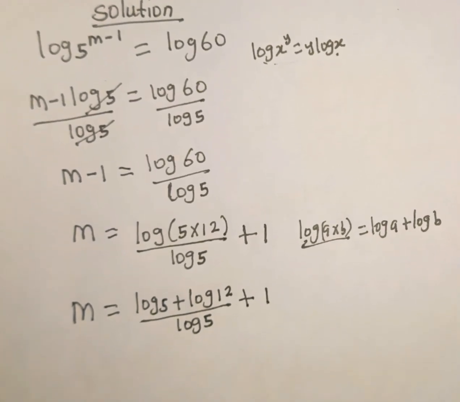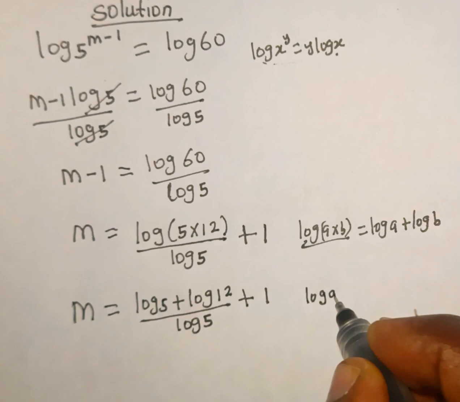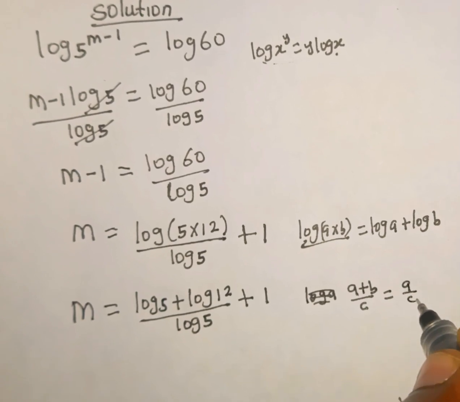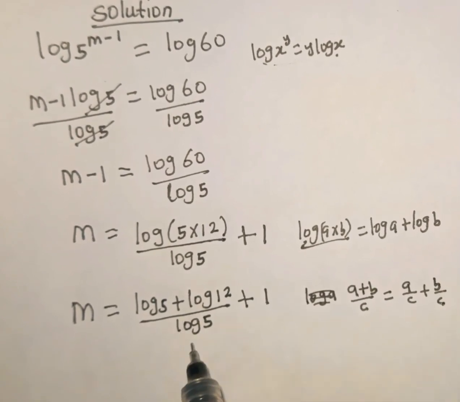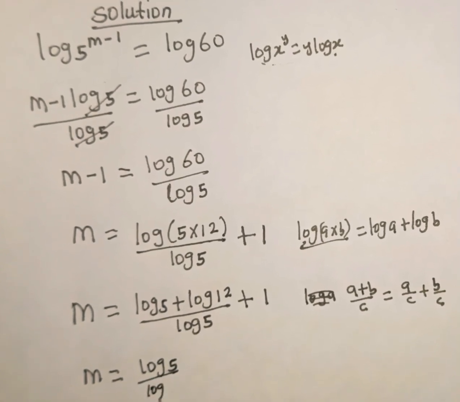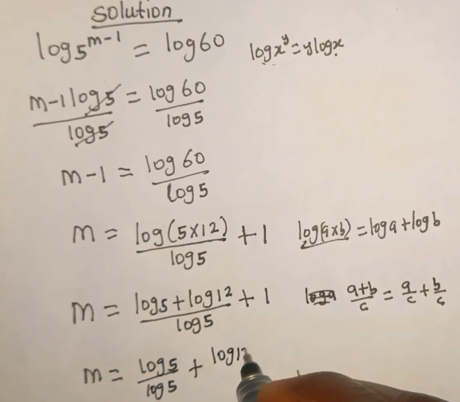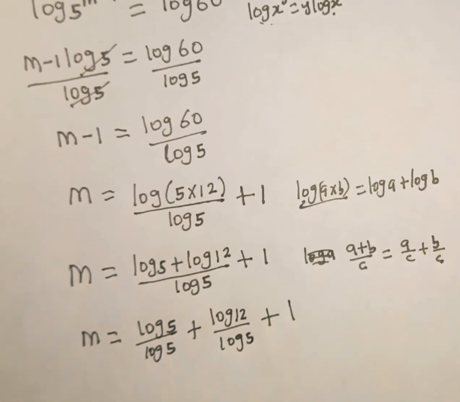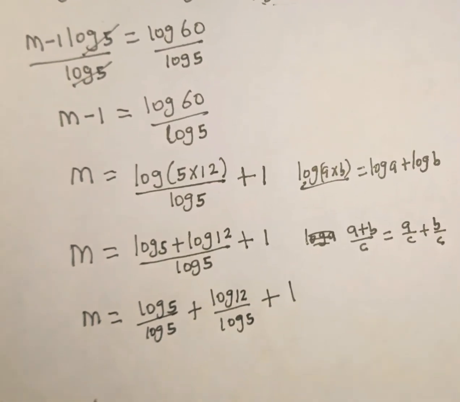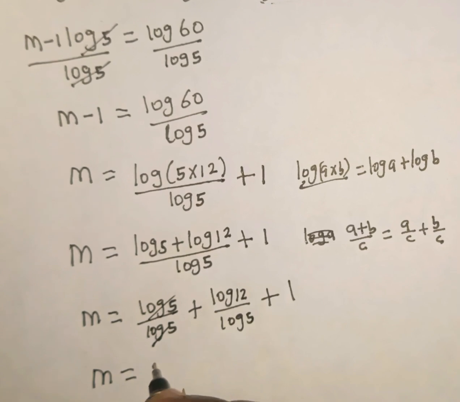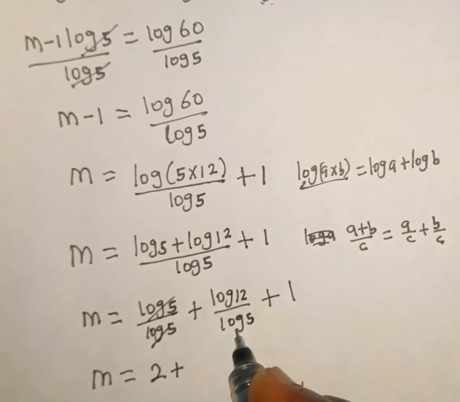So the next thing we're going to do is to recall that when we have a plus b over c, this is the same as a over c plus b over c. So here, each term in the numerator can share this denominator. When we do that, we're going to have m equal to log of 5 over log of 5, plus log of 12 over log of 5 plus 1. Now log 5 divided by log 5, the same thing divided by itself, is going to be 1. So m will be equal to 1 plus 1, which is 2, then plus log 12 over log 5.